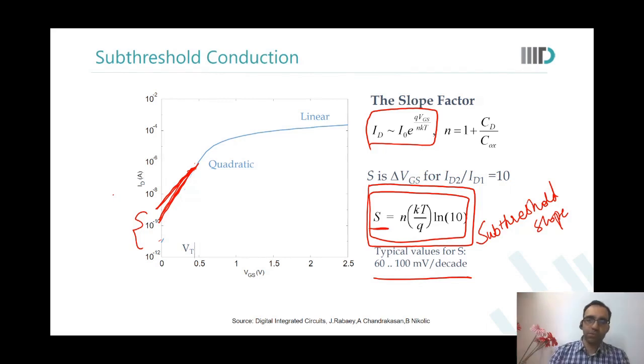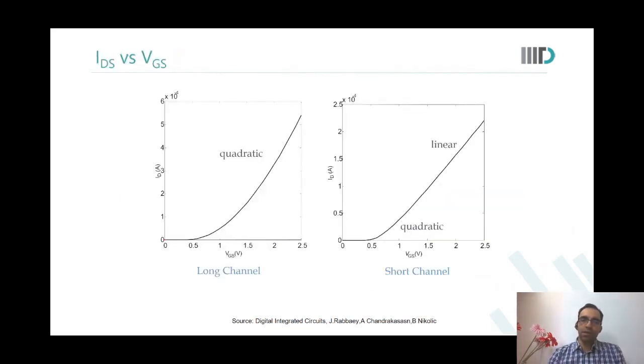Let us go back to the earlier curves. So this is the IDS versus VGS characteristic, for a given VDS, in saturation. If it is not saturation, then the current will anyway be linear because of VDS, right? Yes, sir. So we are talking about VDS in saturation, VDS greater than VGS minus VT.